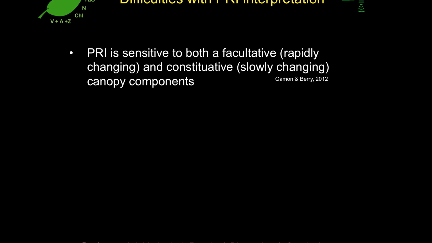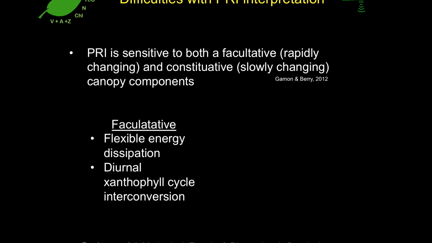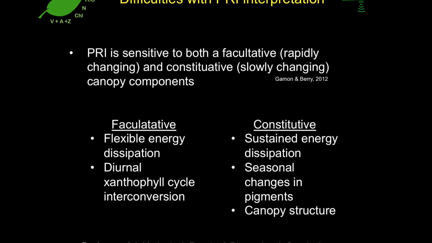But through a lot of research that has developed over the last couple decades, it's been found that PRI is sensitive to both a facultative, so this rapidly changing flexible energy dissipation, and a constitutive, slowly changing canopy components that are driven by function and structure. So facultative again is this flexible energy dissipation. It's this diurnal xanthophyll cycle interconversion, and the constitutive is this sustained energy dissipation. So this could represent seasonal changes in pigments, but also changes in canopy structure, which of course we see in crop canopies.